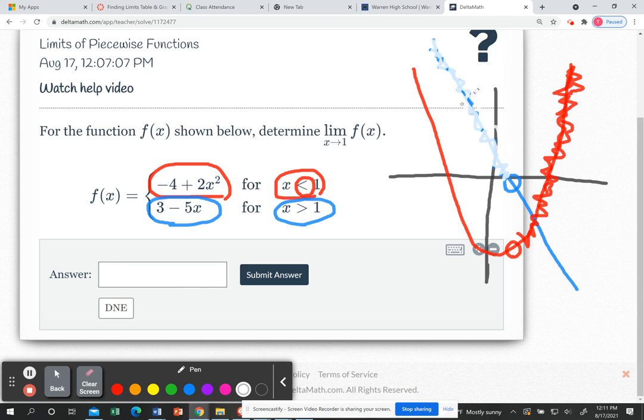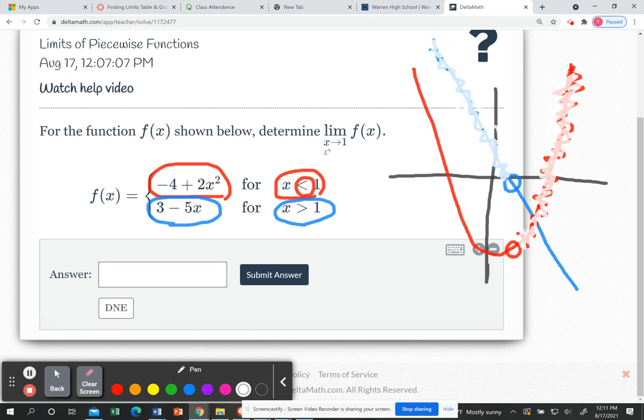it takes me forever to do this. But I think you get the point, right? So you get this blue line, and this red one. That is your piecewise function.